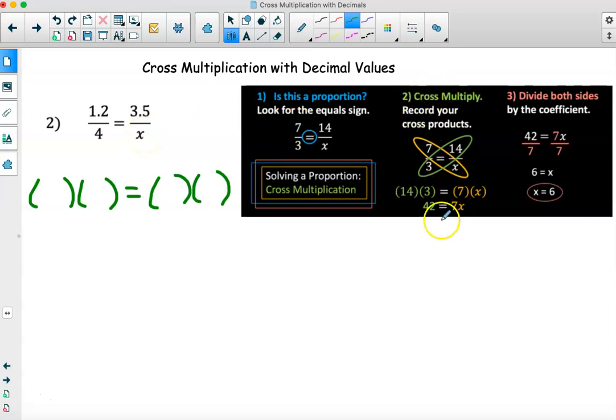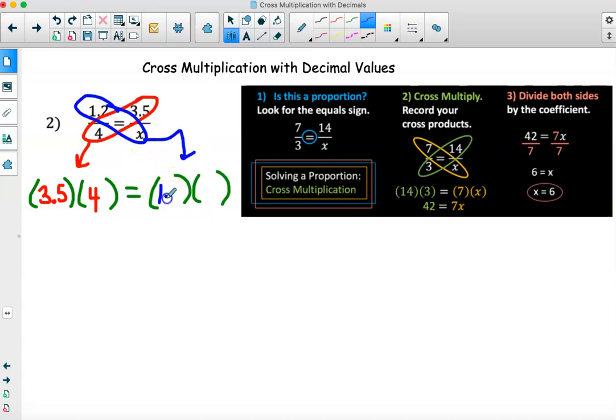Number two, I cross multiply. So I'm going to go ahead and choose a different color, and then I'm going to multiply across. And I'm going to place the 3.5 here, because I think it'll fit better in this set of parentheses on the left. And then I'm going to place the 4 over here. So I multiplied those two on the left. Then I'm going to multiply the 1.2 by the x and place that over here. Remember, the x goes second, the coefficient, the number should be in front.